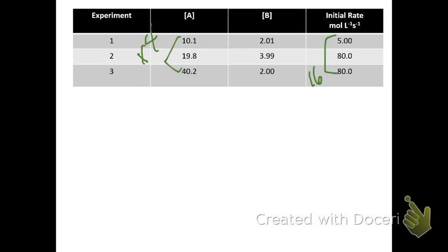So you can think of it like this: 4 squared is equal to 16, right? And so that means that this is second order for A.